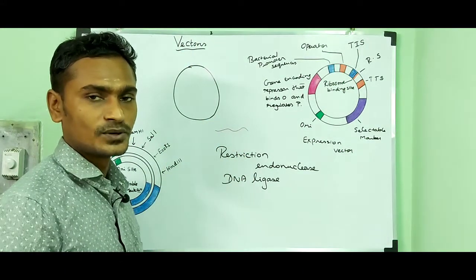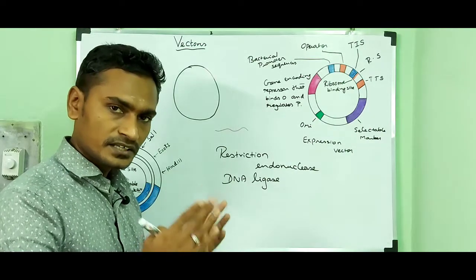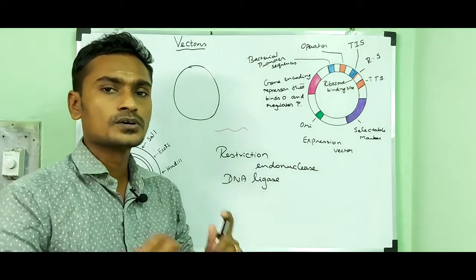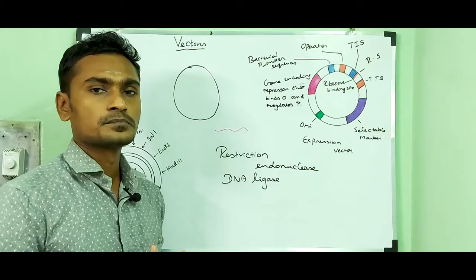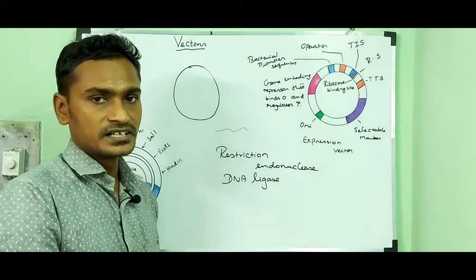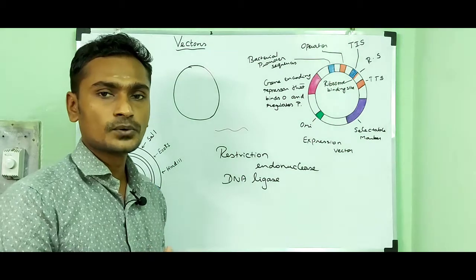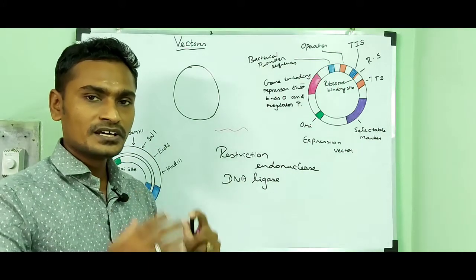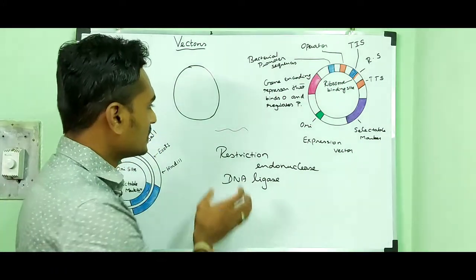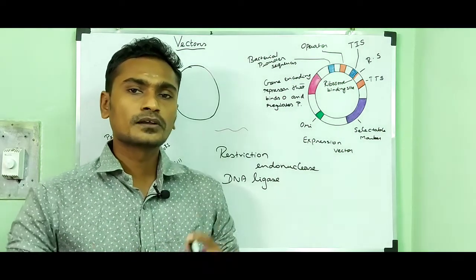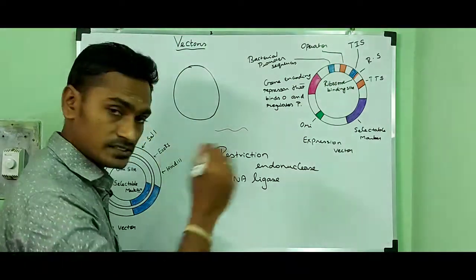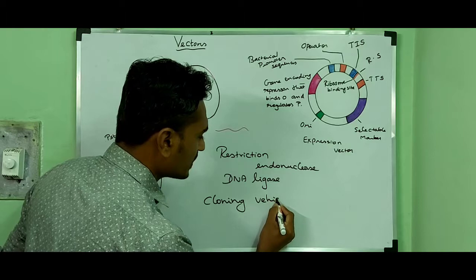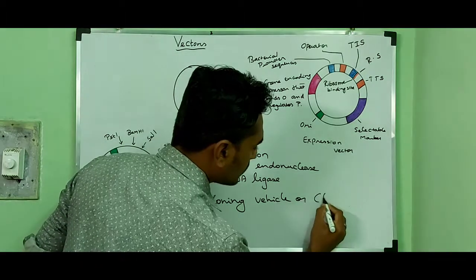So that process is called recombinant DNA technology. Then this recombinant DNA is inserted into the host cell for multiplication. So along with the host cell, the gene of interest also gets multiplied. Then we are able to get more number of gene of interest or recombinant DNA. So the vectors are otherwise called cloning vehicle or cloning DNA.